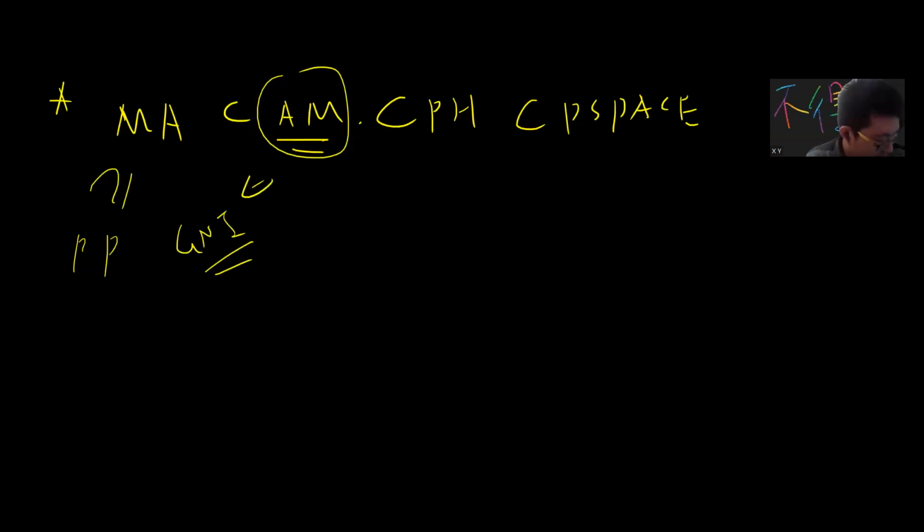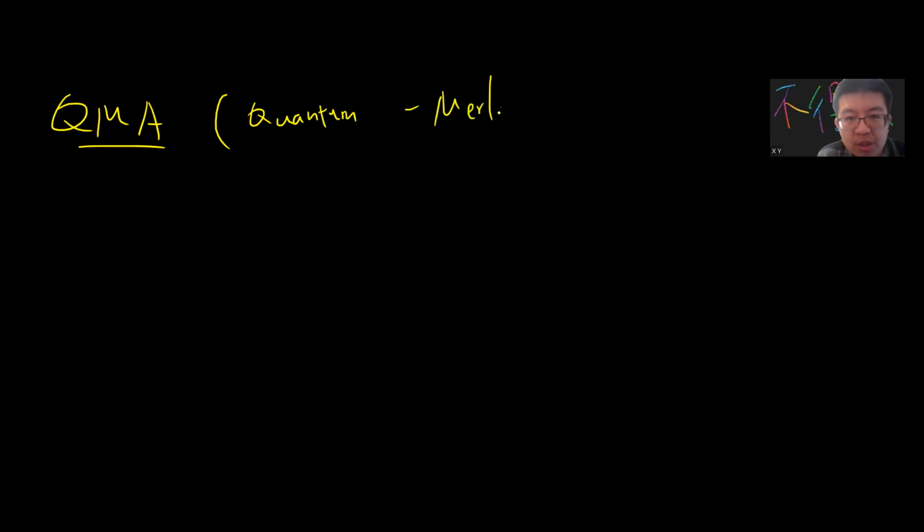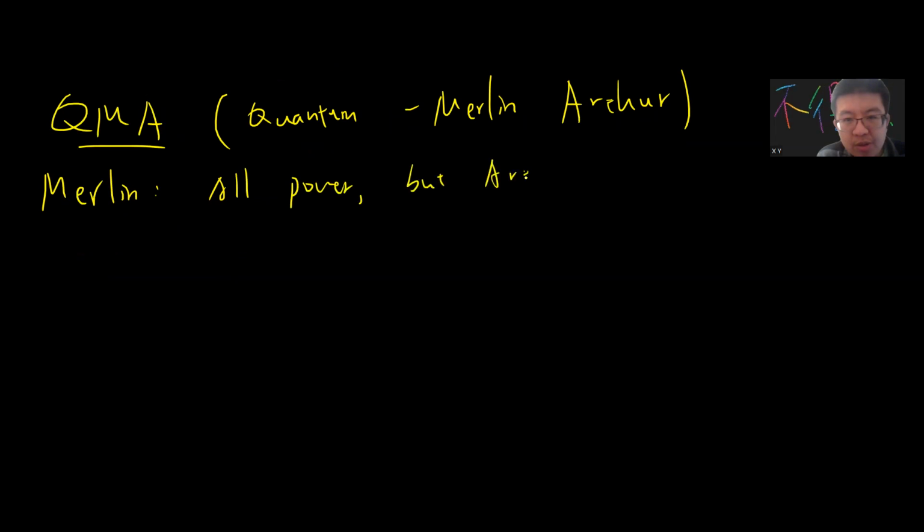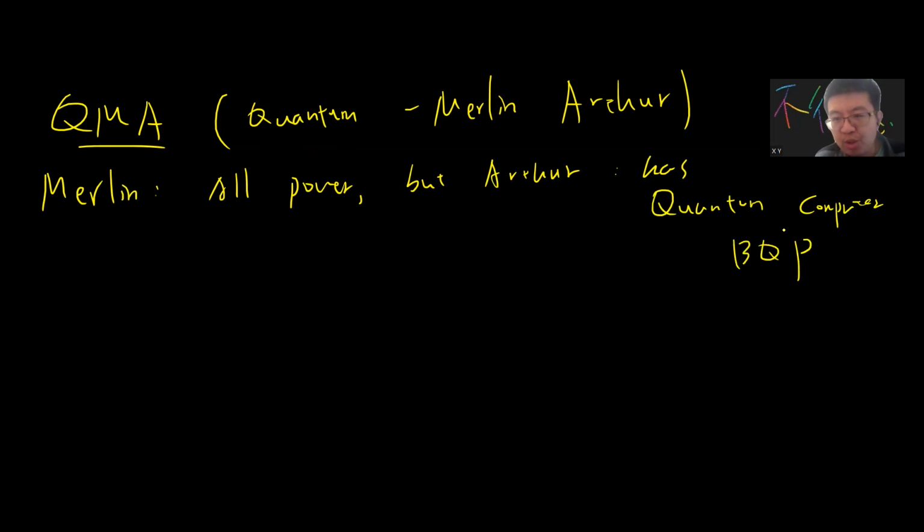And before I finish, I want to define a class called quantum Merlin-Arthur. This is also a famous complexity class called QMA. There are a lot of things I want to say, but let's just give the definition. Imagine that Merlin is still all powerful, but Arthur is not just classical; Arthur has a quantum computer. Simply speaking, Arthur is a BQP machine, so Arthur can solve BQP problems by itself.